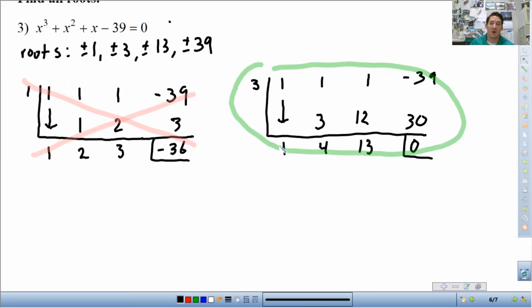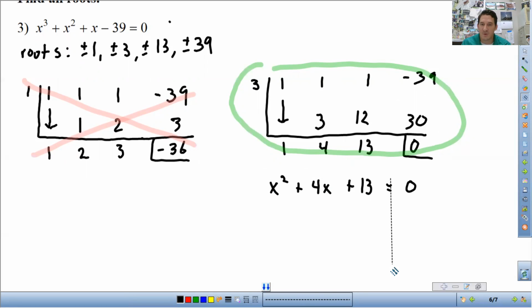What I'm going to do is solve the resulting polynomial here. So the polynomial is x squared plus 4x plus 13 is equal to 0. Since this is even and there's no coefficient there, I'm going to use, not quadratic, I'm going to use completing the square to solve this one.